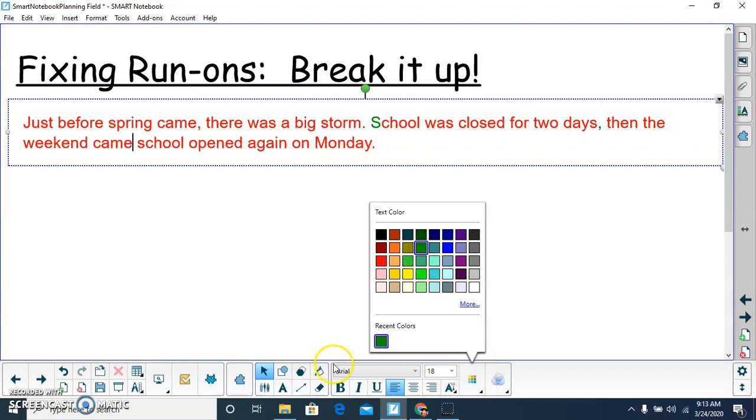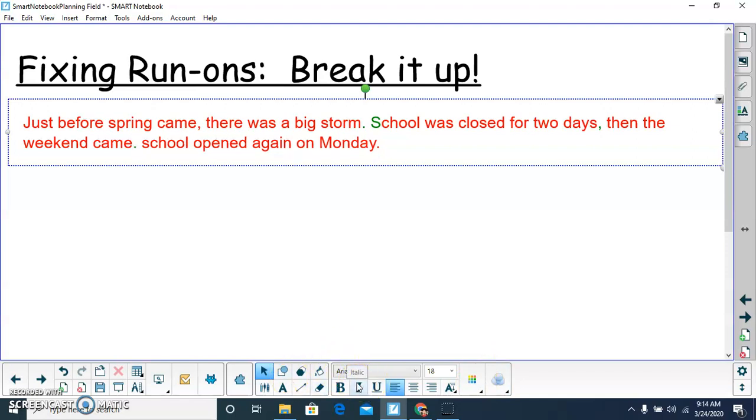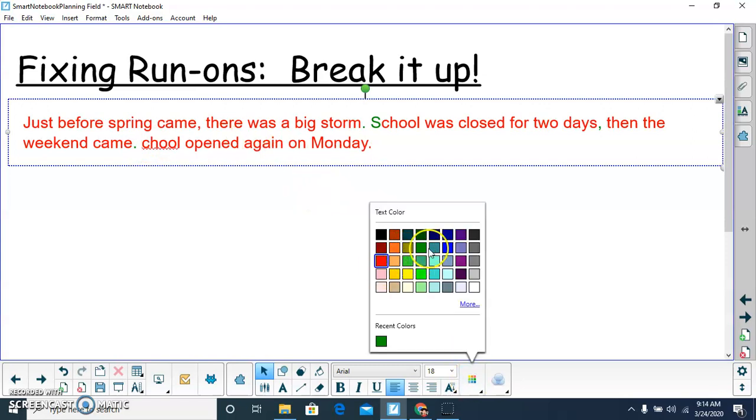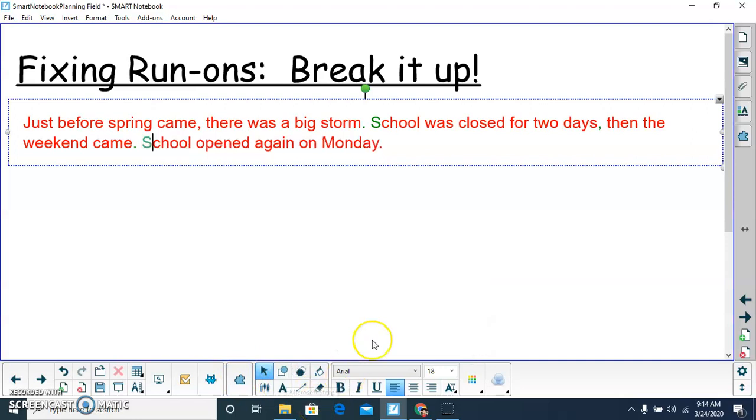Now let me try it. So now let me reread it. School was closed for 2 days, then the weekend came. Okay, that's good. But of course, school opened again on Monday. That's good, but I can't leave this S like this. It has to be capitalized. Okay. All right. There we go.